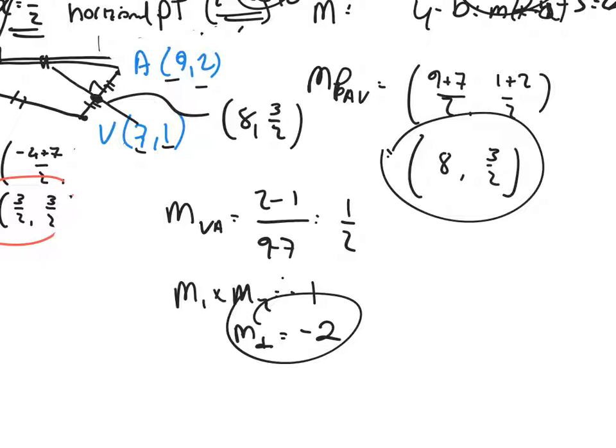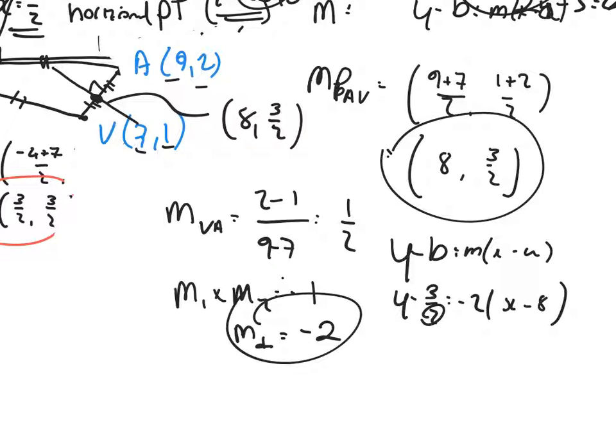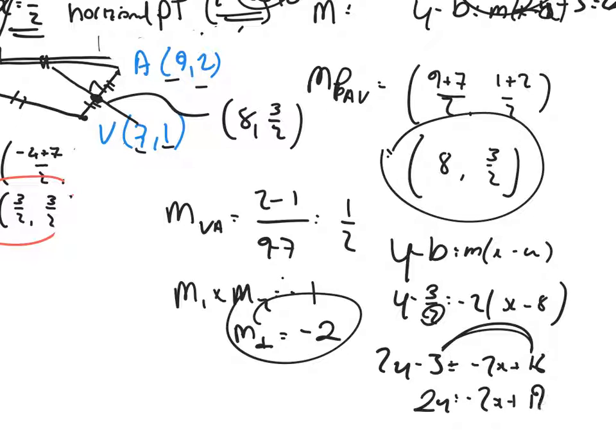I've now got the point and the gradient, and it's y minus b equals m bracket x minus a. y minus 3 over 2 is equal to minus 2 bracket x minus 8. Let's multiply through with the 2 to get rid of that. 2y minus 3 equals minus 2x plus 16. 2y equals minus 2x, bring that across, change its sign, plus 19, and that's the equation of the perpendicular bisector.